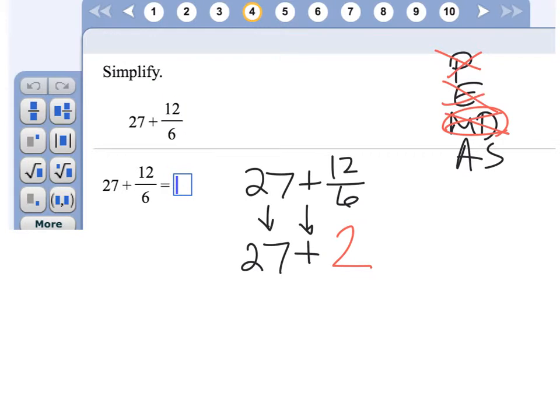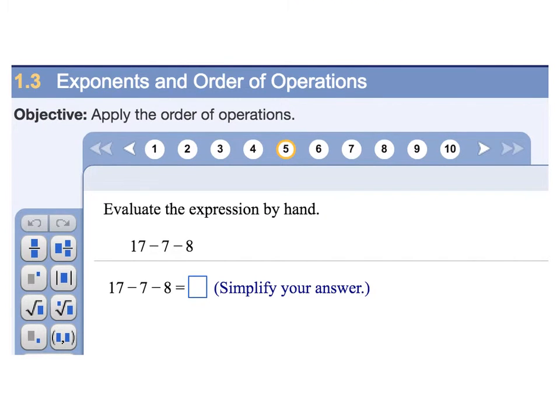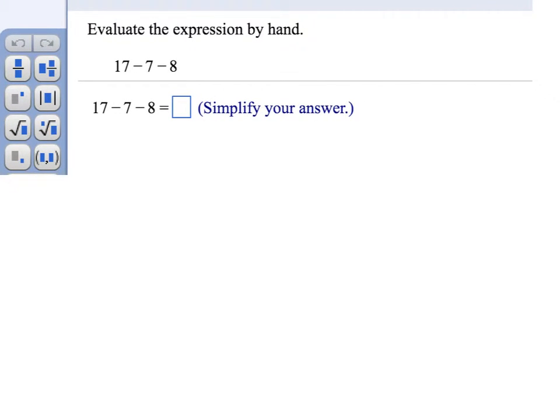And now, do I have any addition and subtraction? Yep, it's right there. And we only have one instance of that. So 27 plus 2 is 29, and we are done. So again, please excuse my dear Aunt Sally.